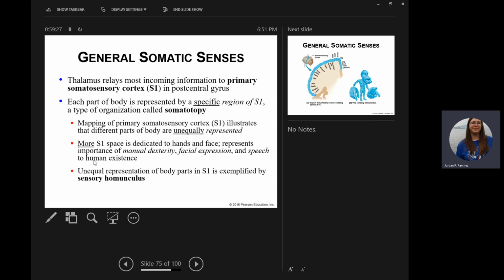So the unequal representation of human body parts in S1 is exemplified by a horrible, horrible picture. I hate whoever came up with this. But it's represented by what you call a sensory homunculus. I'll show you this on the next slide.